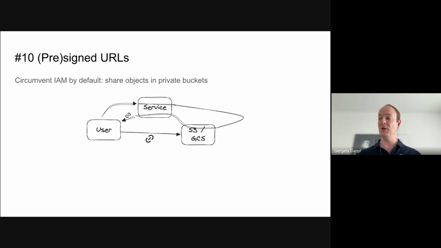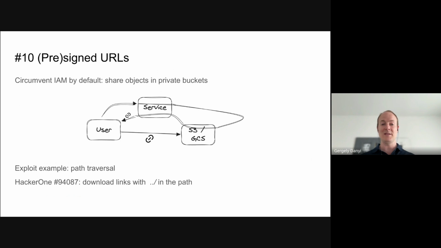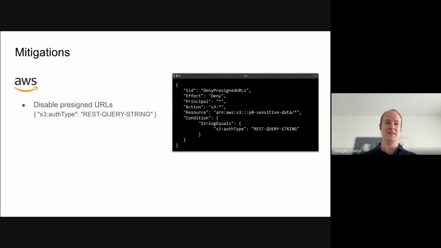However, keep in mind, not all applications are architected this way. And even the ones that are not, even the buckets that are not part of such an application have pre-signed URLs enabled. An exploit example is this HackerOne report, where somebody was able to access files using path traversal using the pre-signed URLs. What can you do against this? You can completely disable pre-signed URLs on S3 by setting an IAM condition on the S3 :auth type IAM condition.